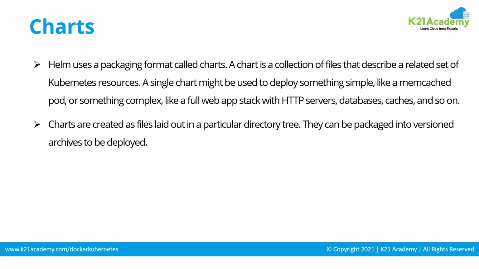Charts are created and laid out in a particular directory tree structure. They can be packaged, versioned into archives, and deployed. They are created as generic as possible. You can also set values and configure them as and when you need. So if you have your application, you create it as a chart with helm create. It has all the YAML files needed to create and deploy your application. You push that to a repository, and anybody on the internet can download it, and with simple commands like helm install, they can install and run those applications.